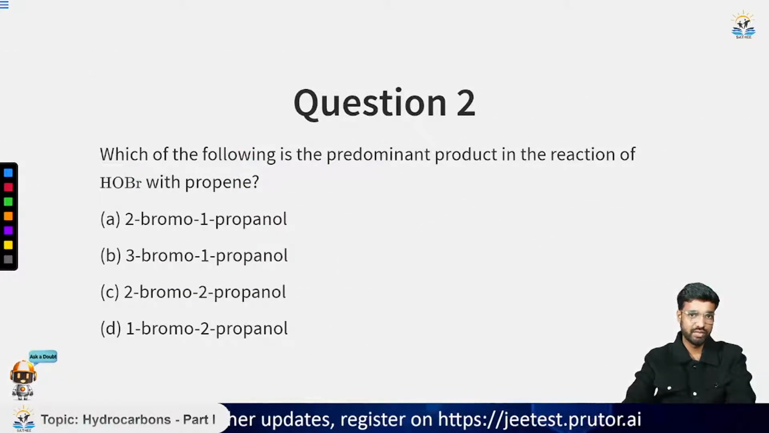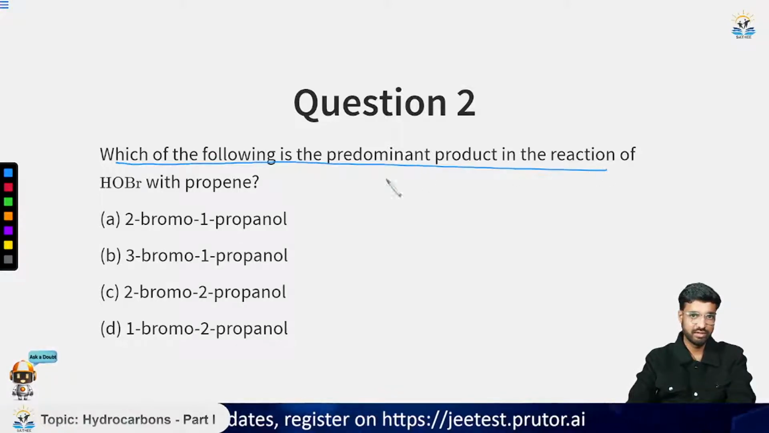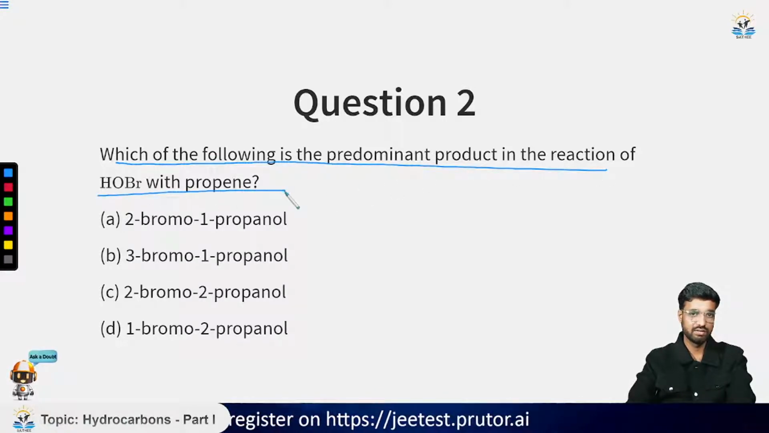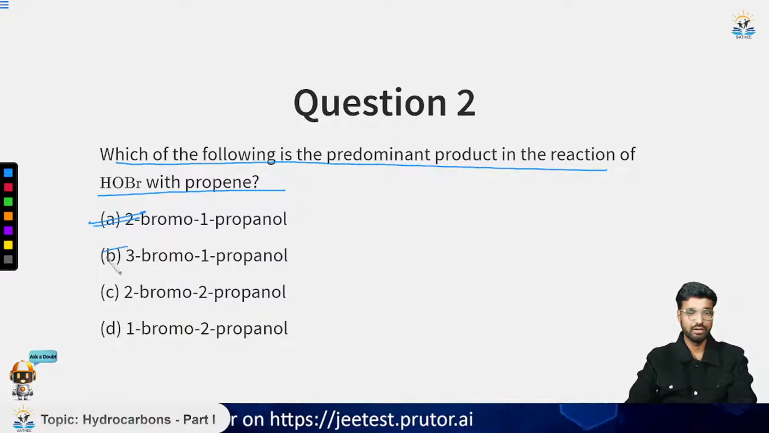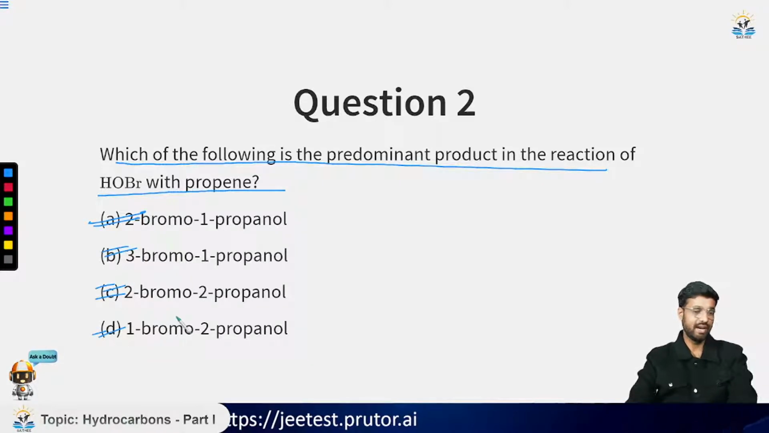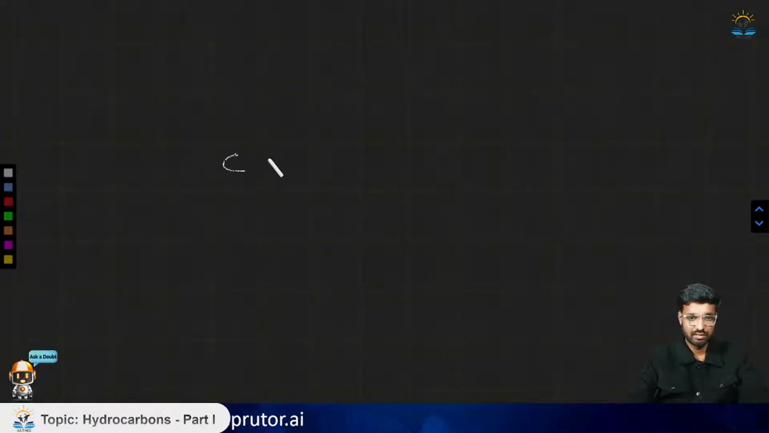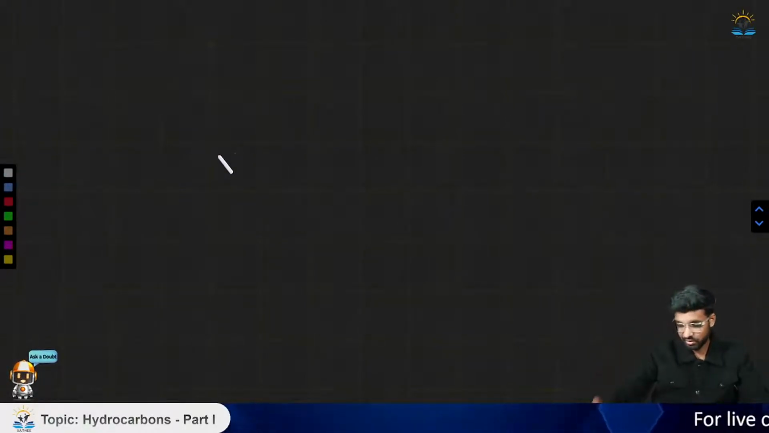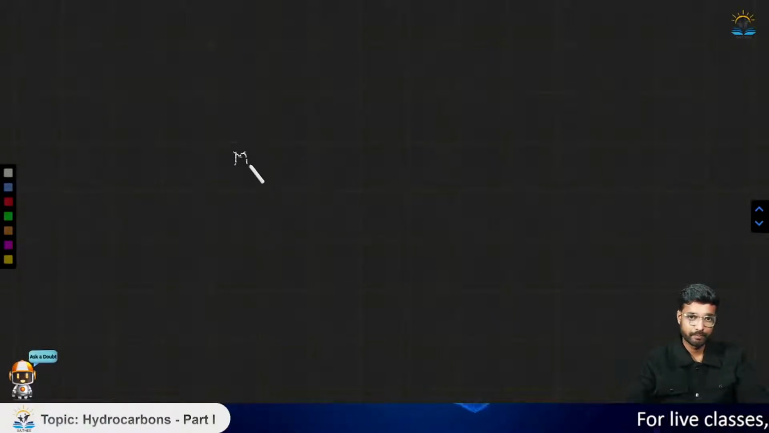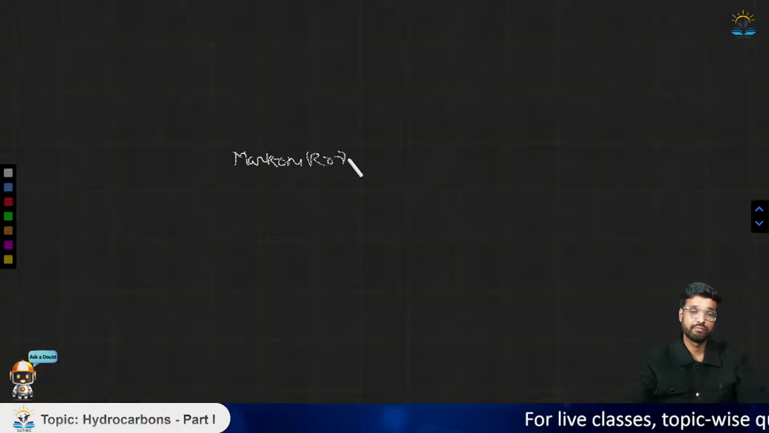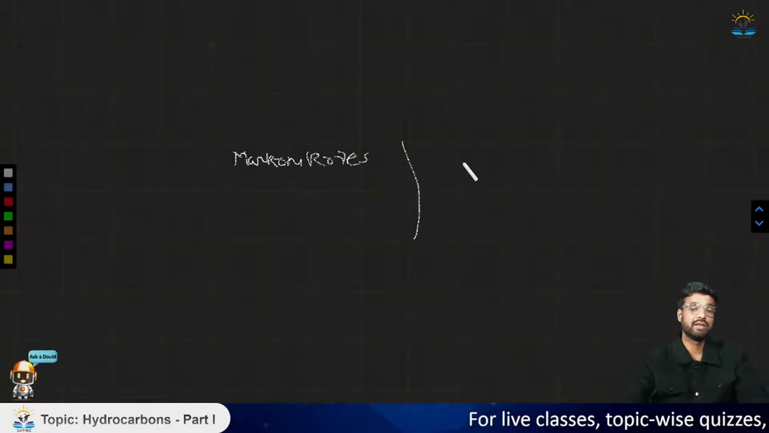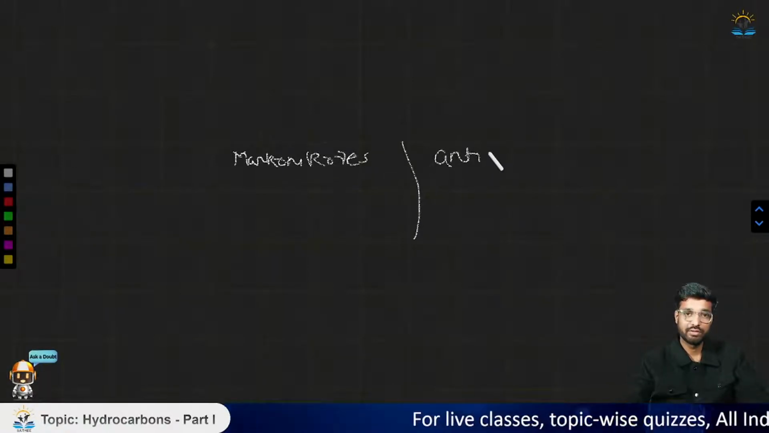Now, which of the following is the predominant structure in the reaction of HOBr with propene? If we look at the addition to alkene, it can add this HBr in two ways. First is Markovnikov, and second is anti-Markovnikov.